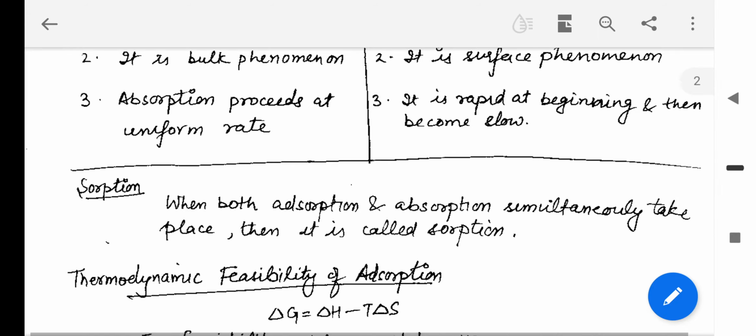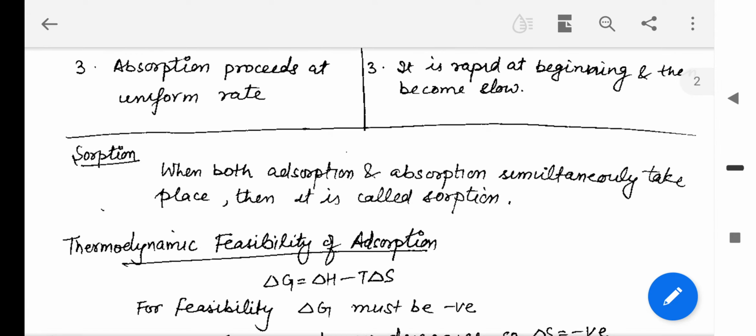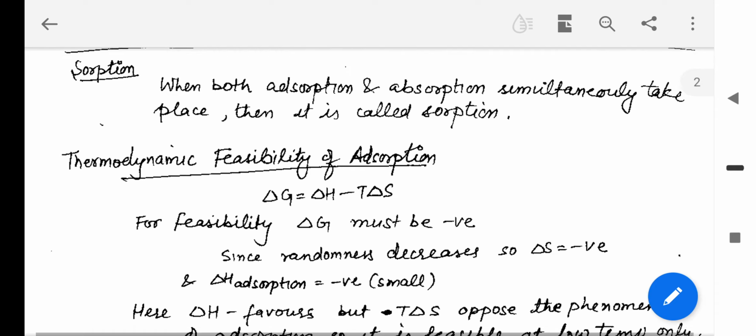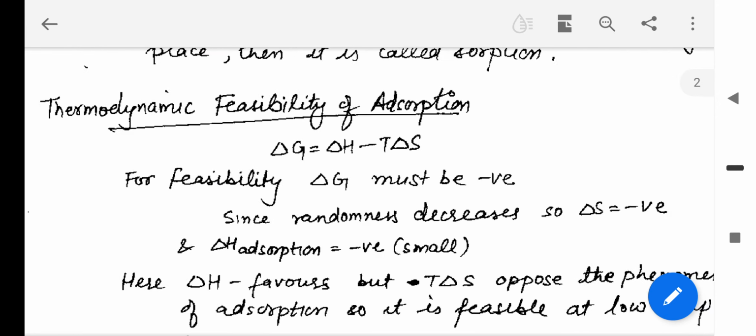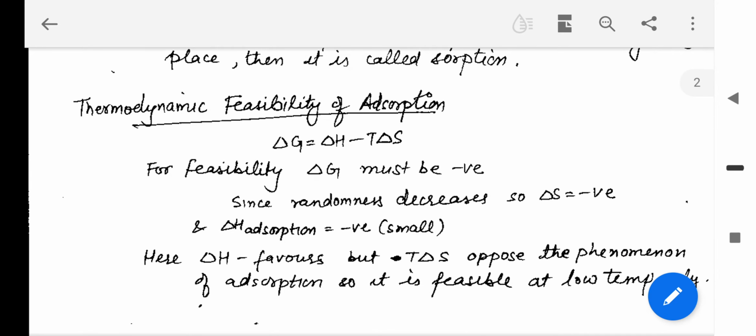And next is sorption. When the processes of adsorption and absorption take place simultaneously, this is called sorption. Example I have already given you: when a piece of chalk is rolled on the ink, then both the processes take place. Next is a very important conceptual topic: thermodynamic feasibility of adsorption.